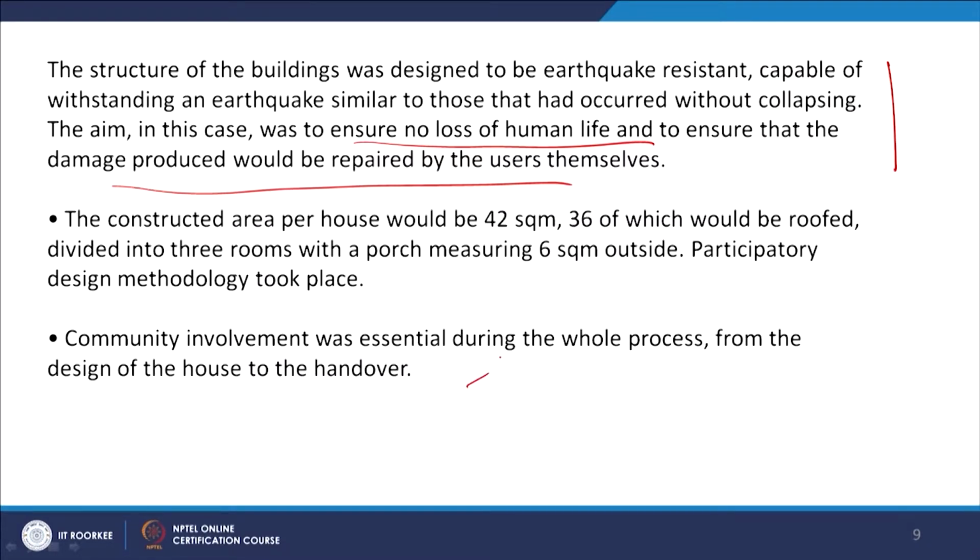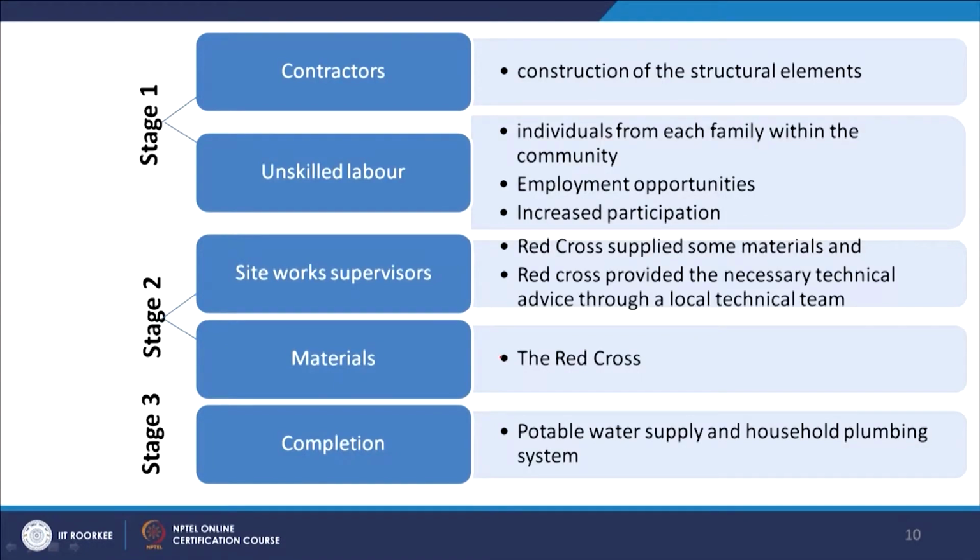Community involvement was essential during the whole process, from the design of the house to the completion of the house. So there are 3 stages. The first stage is the basic construction of the structural elements, like the foundations, the columns, the basic structure of it. Individuals from each family within the community contributed unskilled labor, which created some kind of employment opportunities, and this has also enhanced the participation.